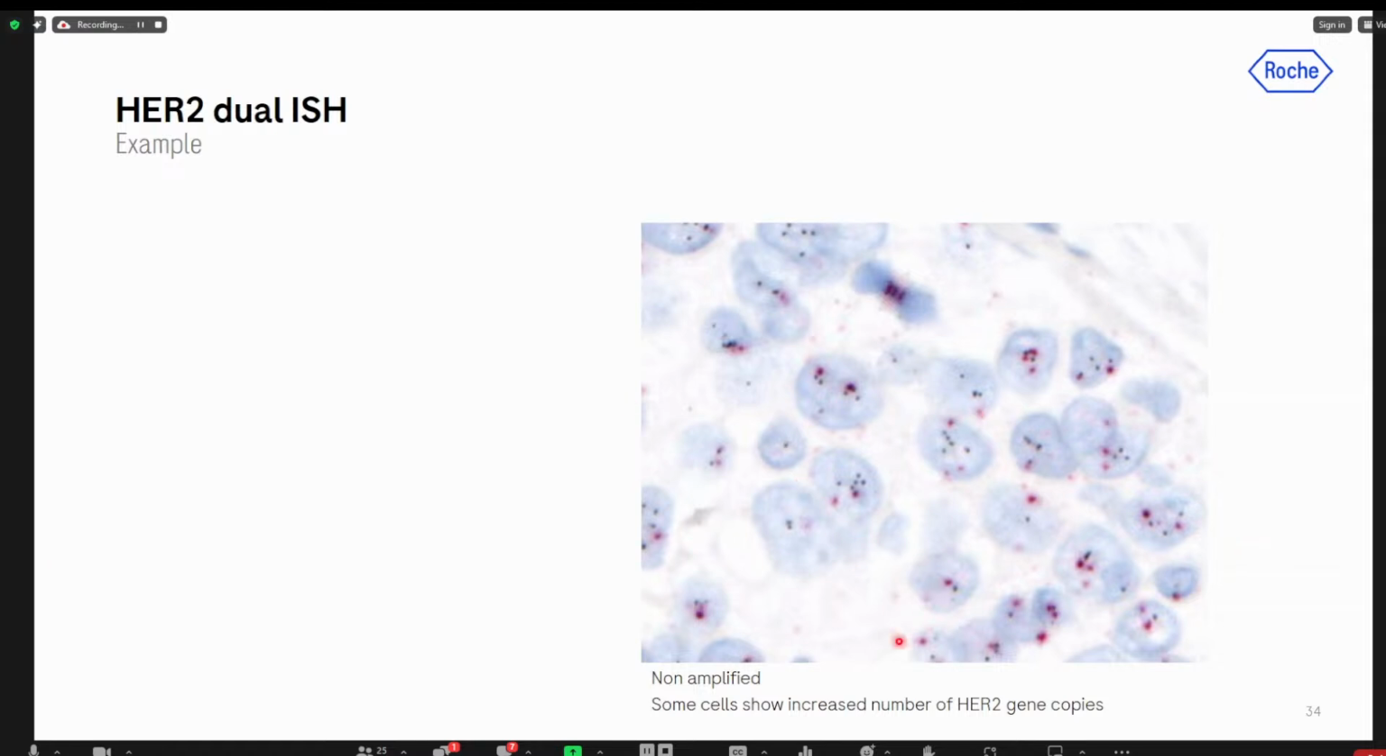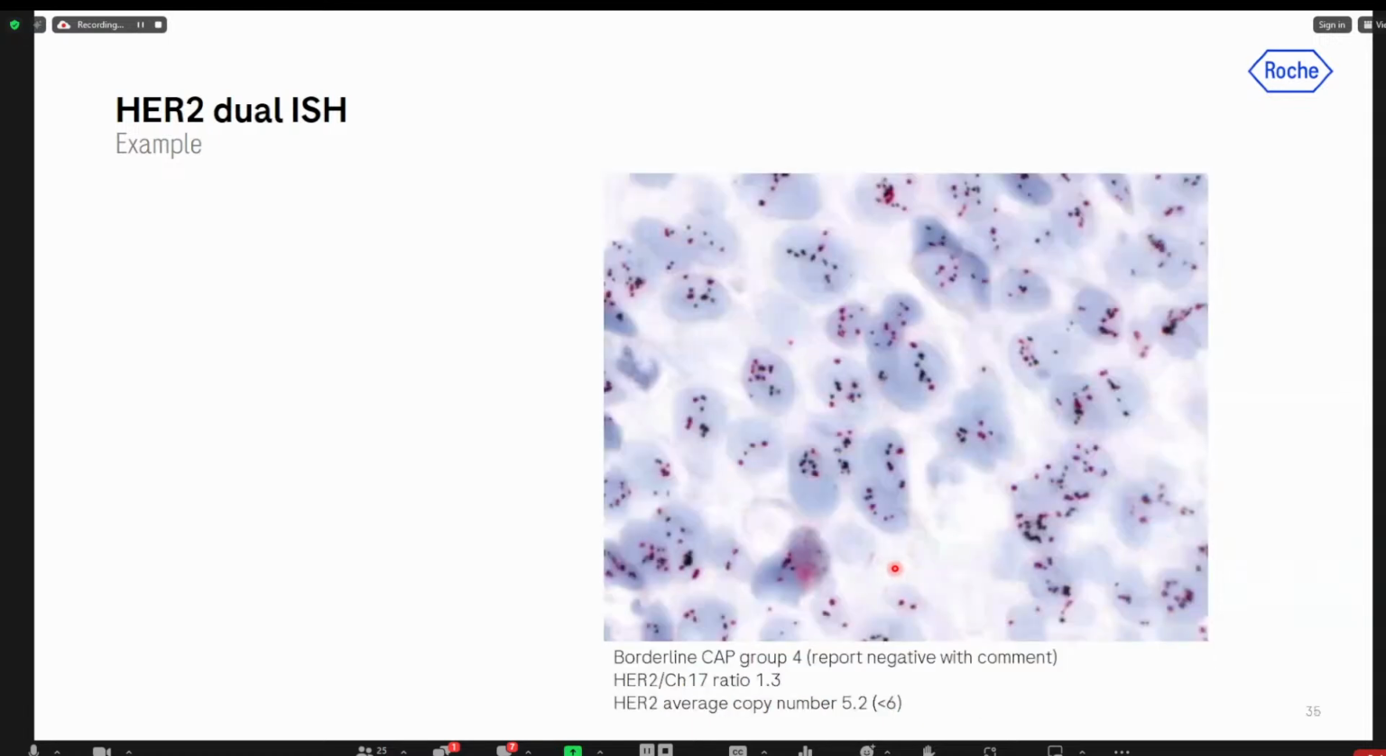So I would just pick a few that are really representative and then move on to the next field of view. And always go up and down in the magnification so that you make sure you stay in areas of invasive tumor.